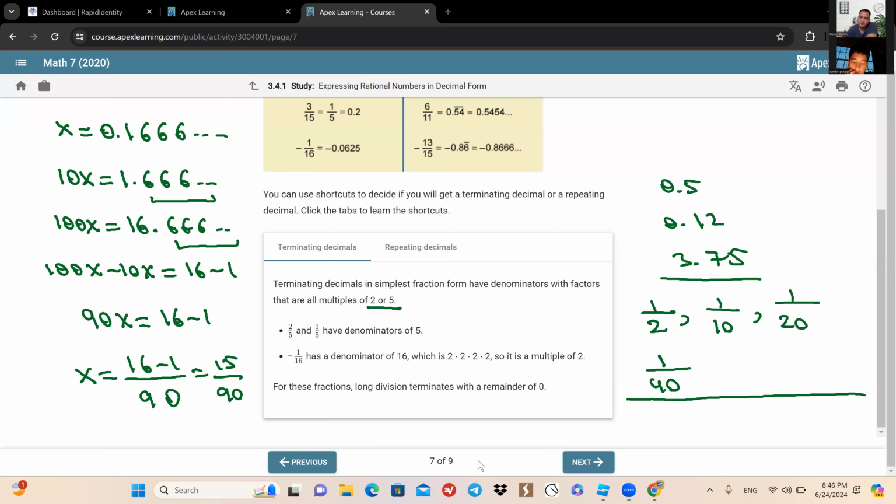It doesn't go to infinity. Otherwise, it is a non-terminating decimal, right? A recurring decimal. For example, if you divide 1 over 7, it will be a recurring decimal, right? Or 2 over, for example, let's say 6. Because 6 is not only a multiple of 2, it is 2 times 3, right? 3 is not a multiple of 2 or 5. Okay, let's see the examples. Next.